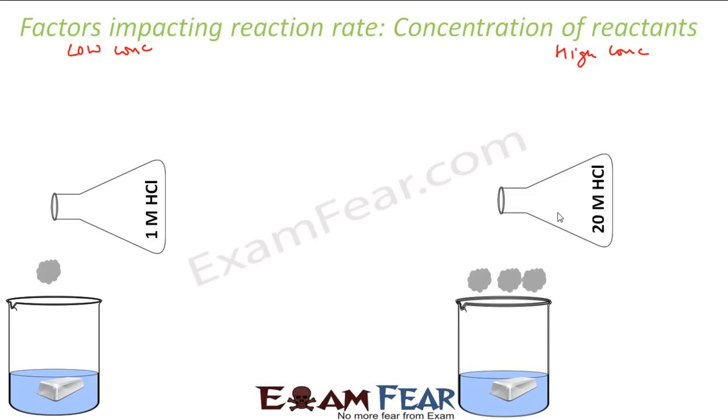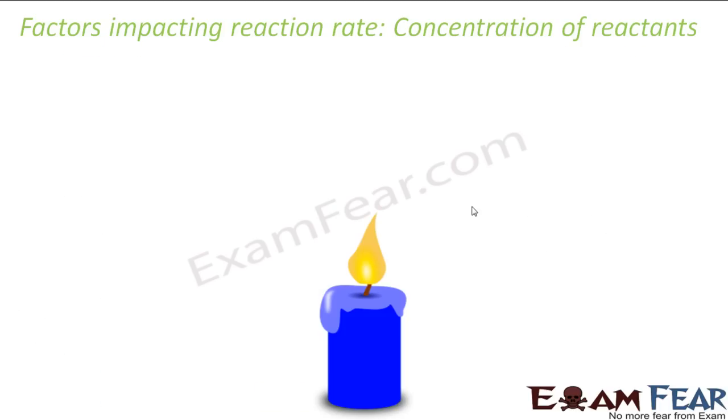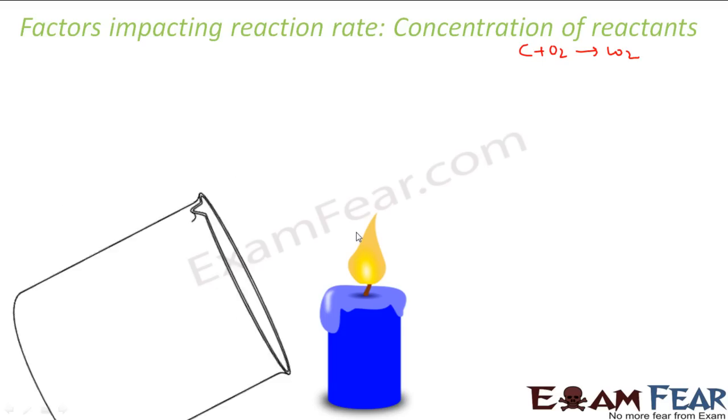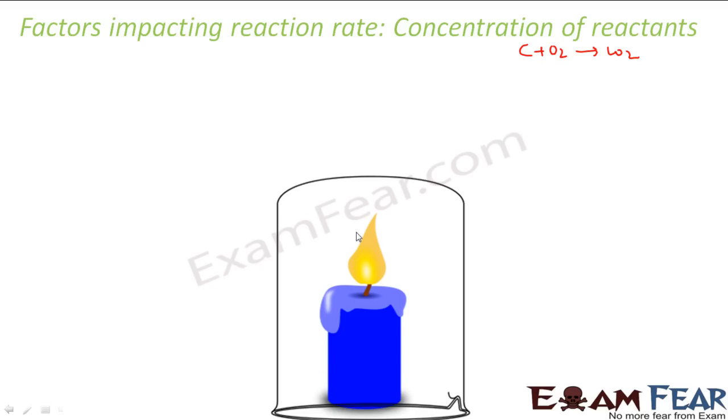Less concentration, high concentration. One more good example can be a candle. In a candle, the carbon burns in the presence of oxygen to give carbon dioxide. Now, oxygen comes from air. So if you cover the candle with a beaker, the oxygen is limited. After some time, the oxygen will get exhausted and the concentration of oxygen will go down. The flame will start diminishing, and finally it will go off.